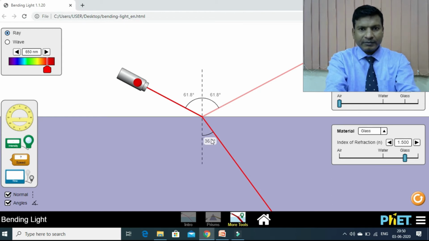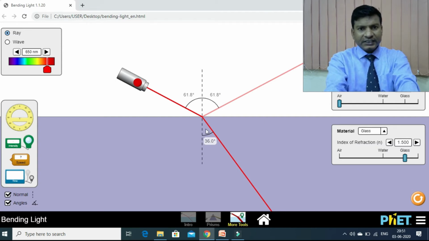Why is it less? Because you know that the ray of light has to bend towards the normal. So when the refracted light is bending towards the normal, obviously the angle of refraction will be less than the angle of incidence. But see here, the angle of reflection is the same as the angle of incidence, that is 61.8 degree. So this is your incident ray, this is your refracted ray, and this is the normal. So here the ray of light is going from air to the glass, that means from the rarer medium to the denser medium.